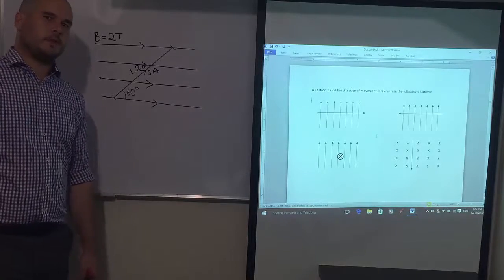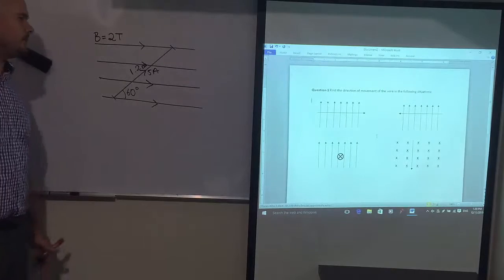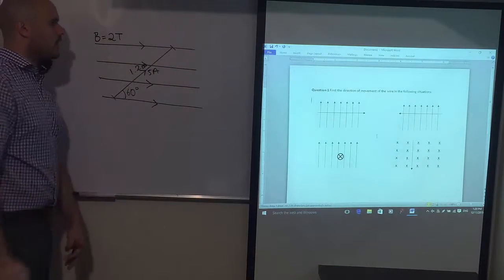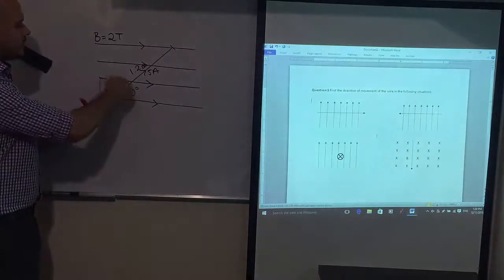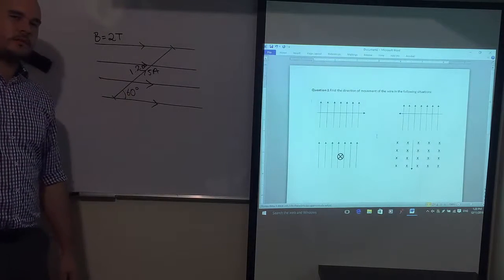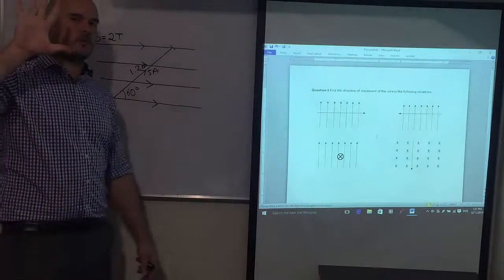So in this scenario up here, which I've drawn on the board, we have an external magnetic field of strength 2 Tesla. We've got a 1.2 meter current carrying conductor, which is carrying 5 amps of current. Okay, and that's oriented at an angle of 60 degrees with respect to the magnetic field. So first thing you do is use your right hand palm rule.